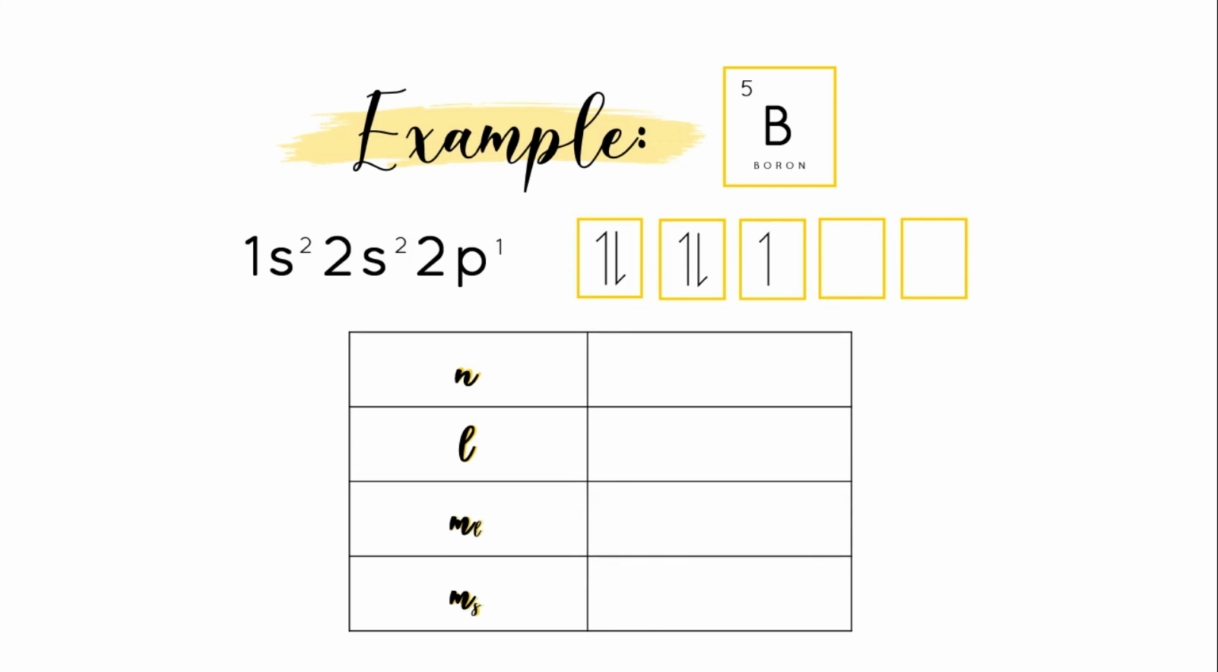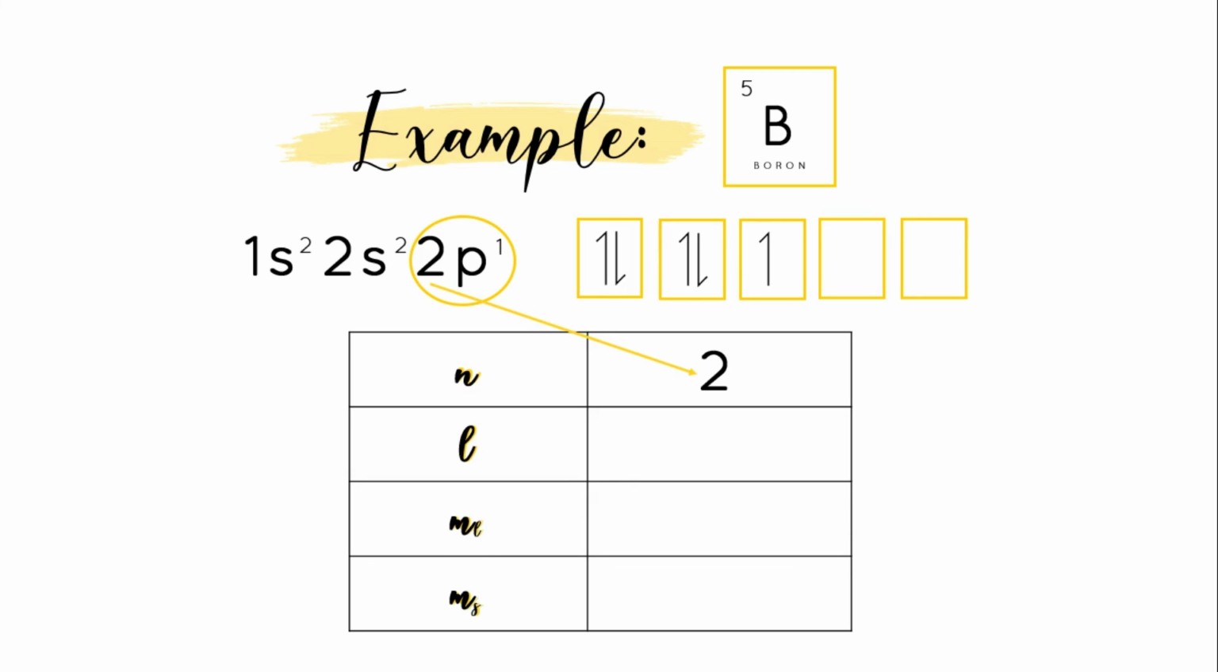Now let's start determining the quantum numbers of boron. Starting off with n, our principal quantum number. First, we're going to look for the valence shell. Our valence shell is 2p1. Again, to determine the n, we need to copy the main energy level. In this case, it's 2.